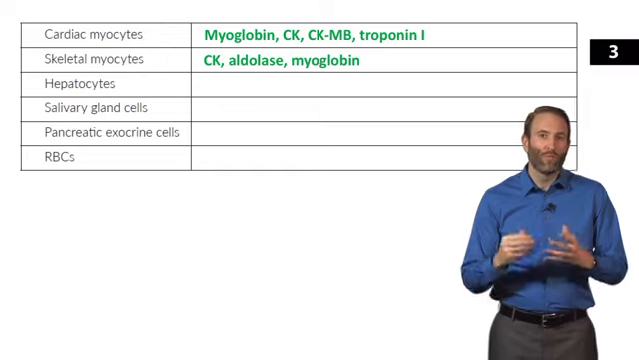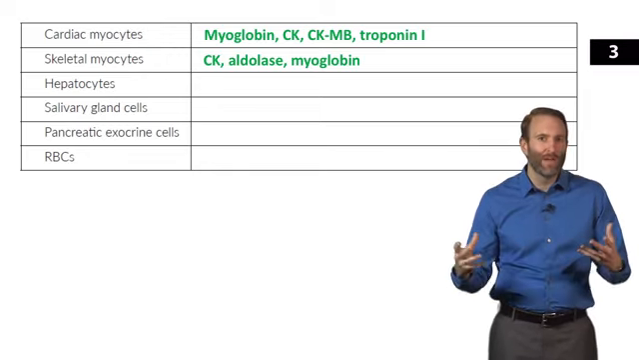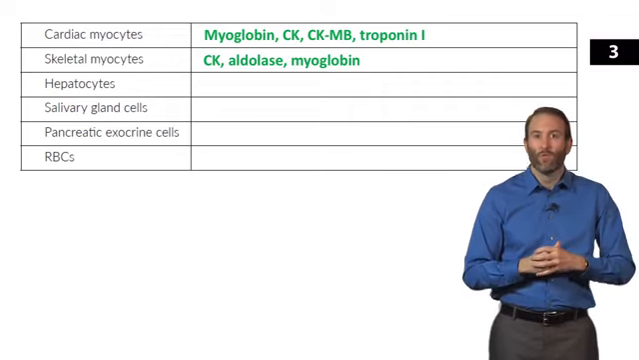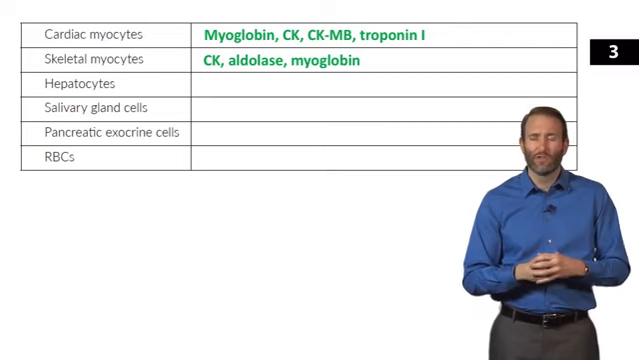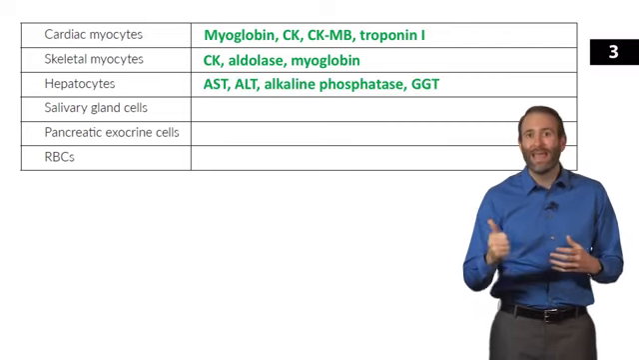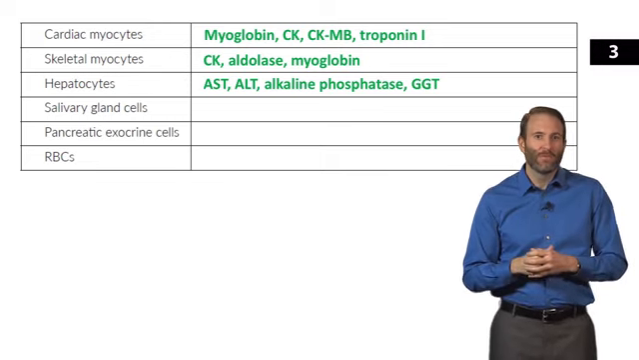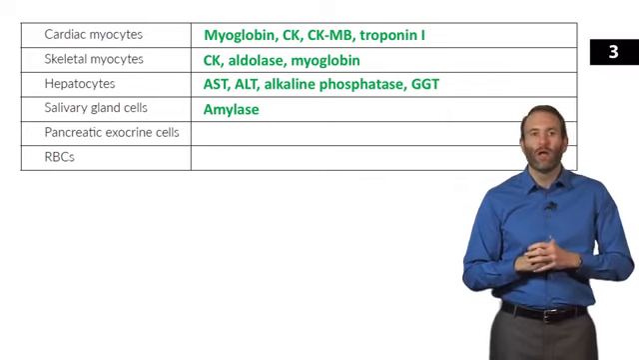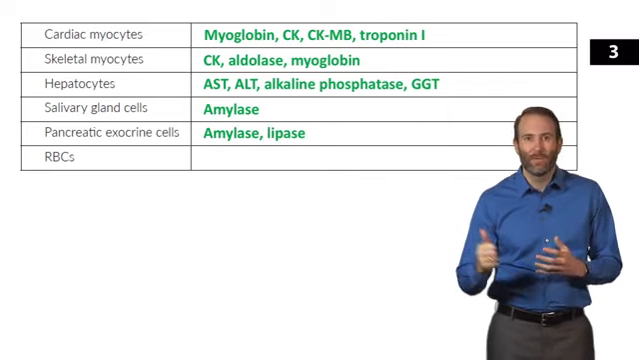In patients with rhabdomyolysis, muscle breakdown is going to release massive amounts of myoglobin, which is actually going to be toxic to the kidneys, so you can end up with renal failure. What about hepatocytes in the liver? If you have a lot of liver damage, you're going to see an increase in AST, ALT, alkaline phosphatase, and GGT. If you have damage to salivary glands, you're going to see an increase in amylase. If you have problems with the pancreas, you're going to see increases in amylase and lipase.